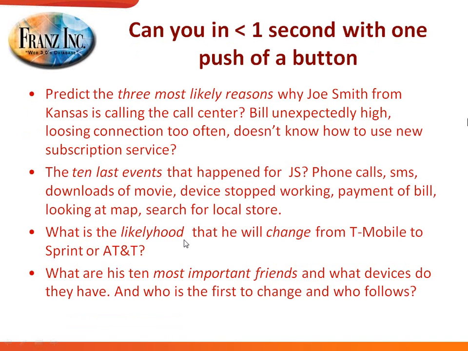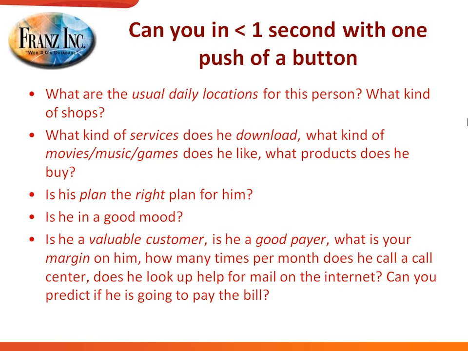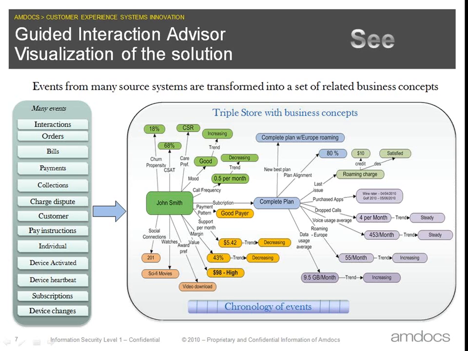We can compute the likelihood that someone will change from one telephone company to the other. We do social network analysis here, so we can look at the 10 most important friends that a particular person has, which is actually very important, because if the most important person in a group of friends switches to another telephone company or switches from iPhone to Android, then most likely other people will follow. And anyway, we do a lot of new functionality on top of this. And the fun part is it's all in a graph.